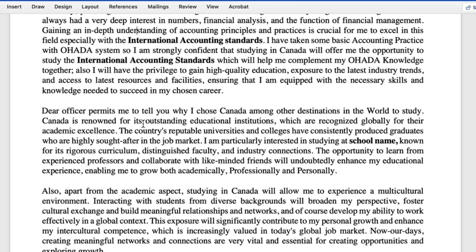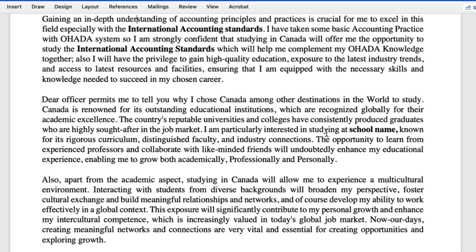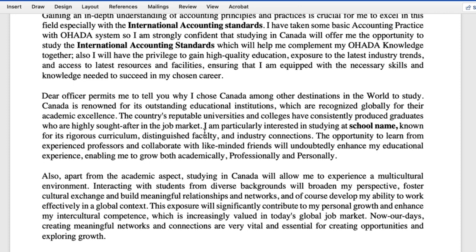Canada is renowned for its outstanding educational institutions, which are recognized globally for their academic excellence. The country's reputable universities and colleges have consistently produced graduates who are highly sought after in the job market. I am particularly interested in studying at this school. This school simply means, as I say, I put in bold, you can put the name of the school. Let's say it's University Canada West, it's University of British Columbia. Just put the name of the school.